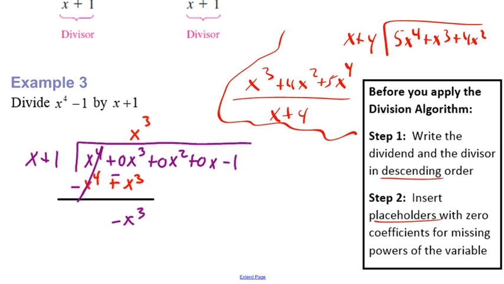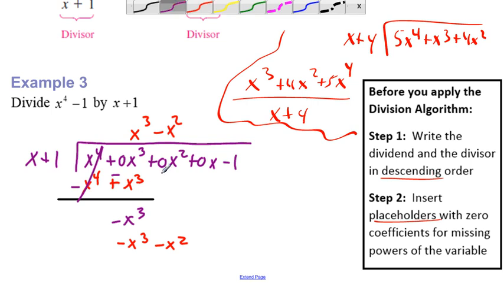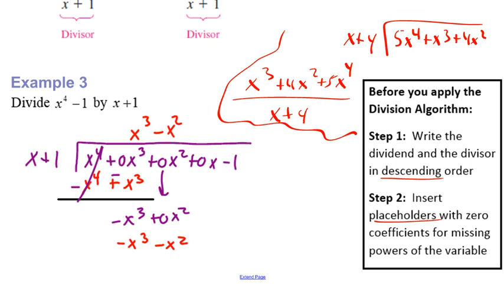So now let's go ahead and do this again. x times what is negative x cubed? Well, wouldn't that be negative x squared? x times negative x squared is negative x cubed. And that means 1 times negative x squared is a negative x squared. Okay. Drop this down right here. Plus 0x squared.